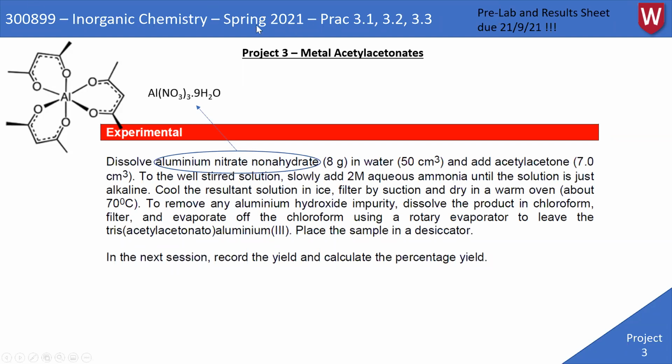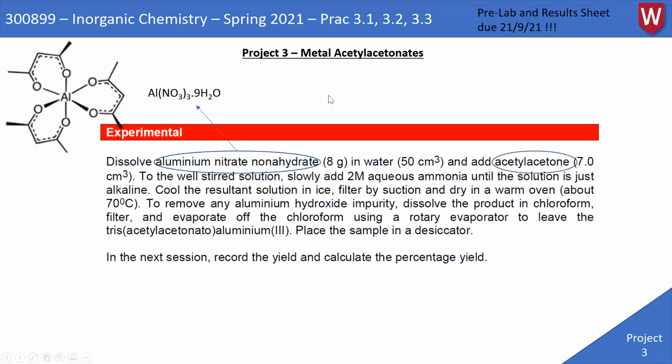So the 9, in case you're not familiar, the 9 waters are like co-crystallized solvents, and that comes from the nonahydrate, which means 9. So it's got 9 waters for each aluminium nitrate molecule. So that's important when you're working out your molecular weight, to take into account the fact that it's got 9 waters for each 1 aluminium nitrate molecule.